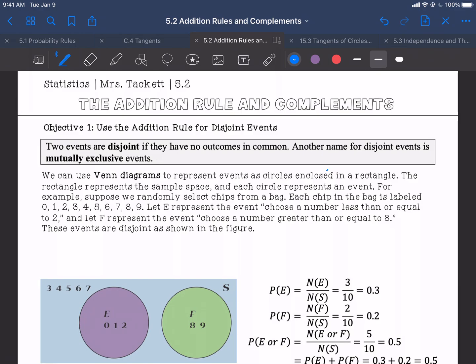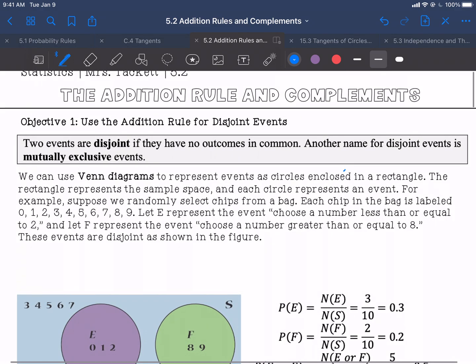And so the notation for that is E intersect F, where the upside down U means intersect, is equal to the empty set. They have nothing in common. So sometimes we can visualize that using a Venn diagram. The rectangle represents the sample space, and each circle represents an event.